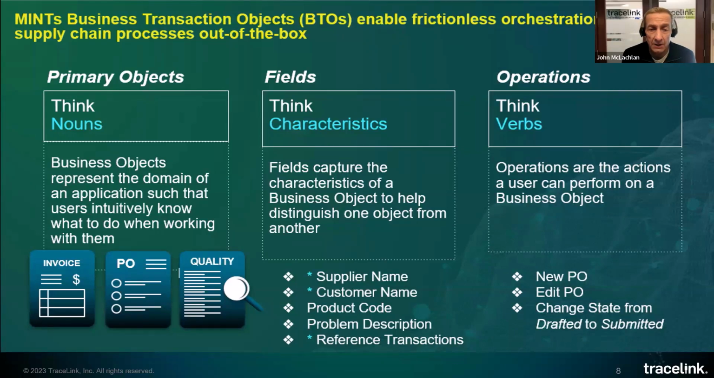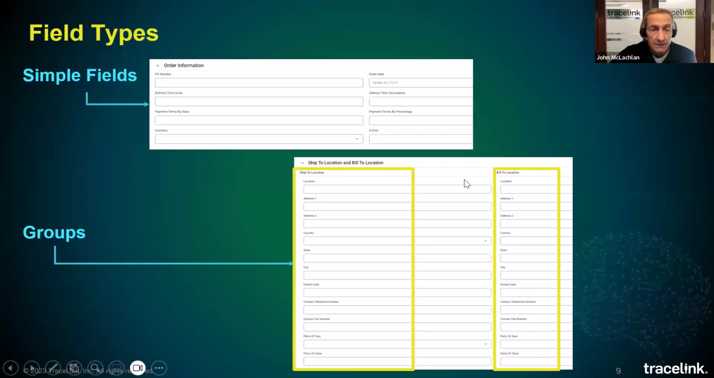Then the last concept is the concept of operations. So for each of these objects, think that an operation is if I want to create a new purchase order, that's one operation. If I want to edit a purchase order, that's another. If I want to search my existing purchase orders, that's a third operation. So just wanted to reintroduce those terms, guys, and a little refresh.